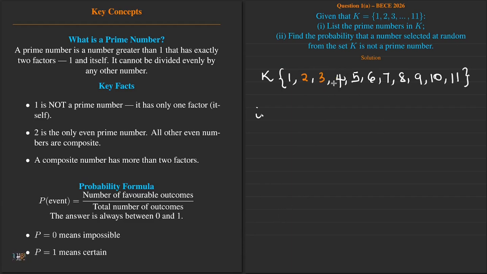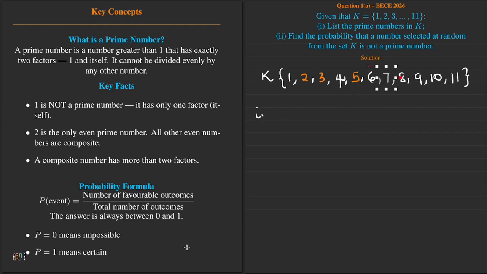Then we come to 4. 4 has the factors 1, 2, and then 4 itself. That is not 2, so we say it's not a prime number. Let's then come to 5. What are the factors of 5? For 5, there is only 1 and 5 itself. You see? Then we come to 6. 6 has the factors 1, 2, 3, and 6 itself. So it is not prime.